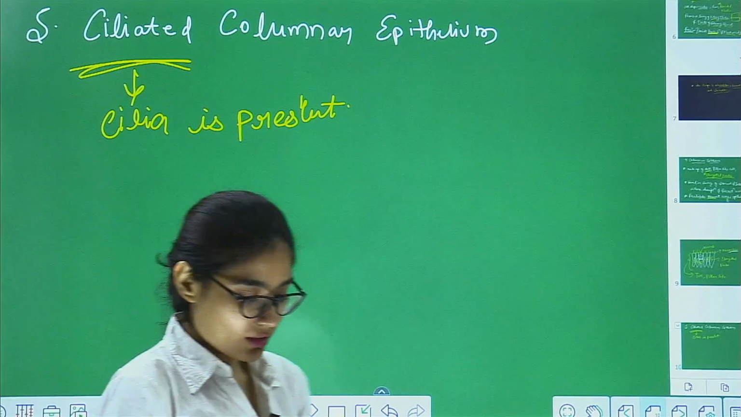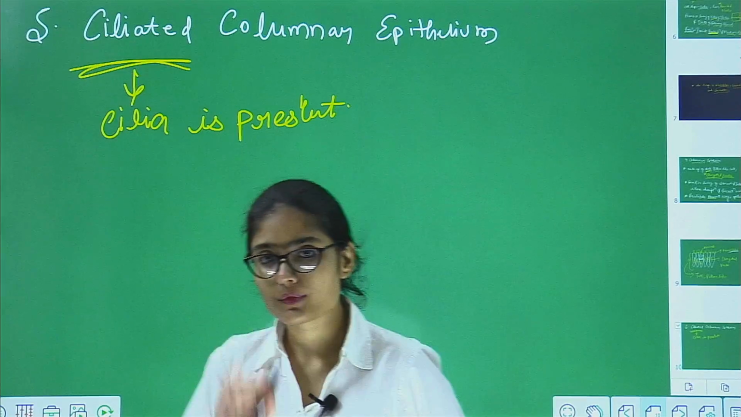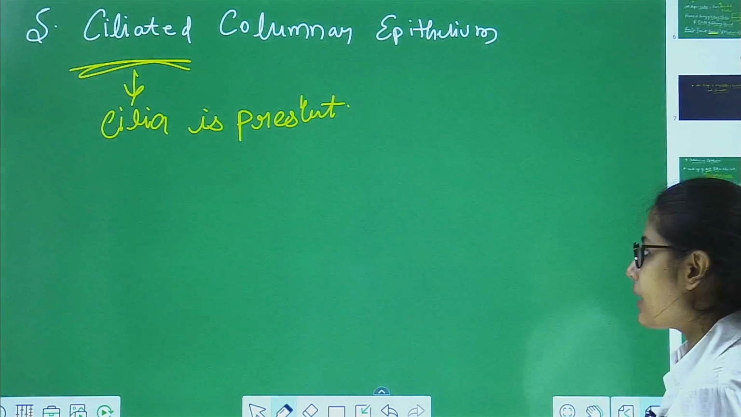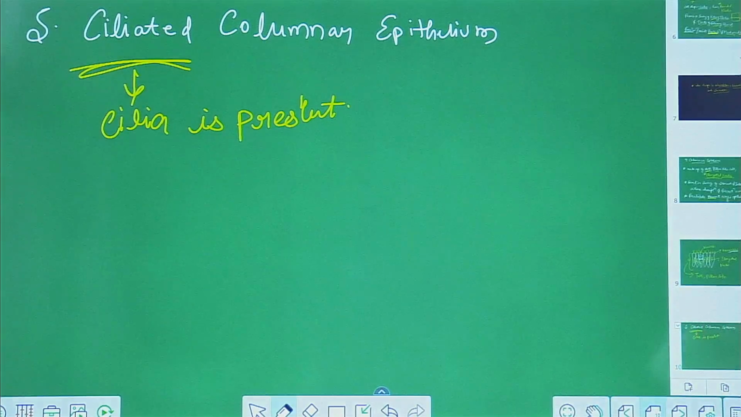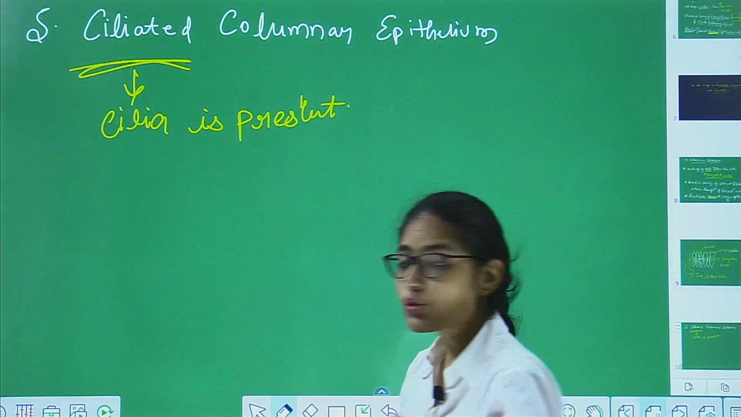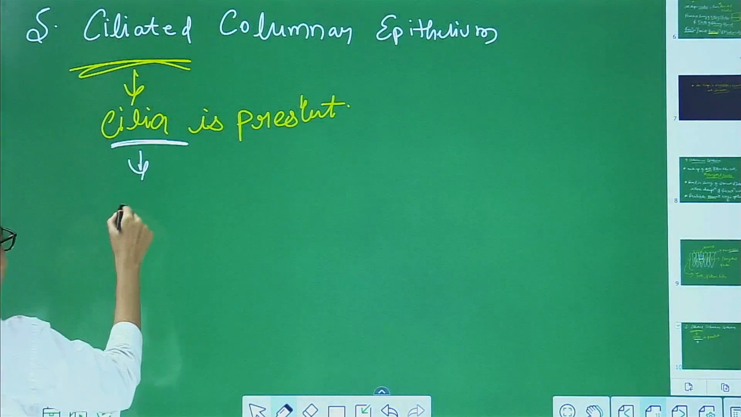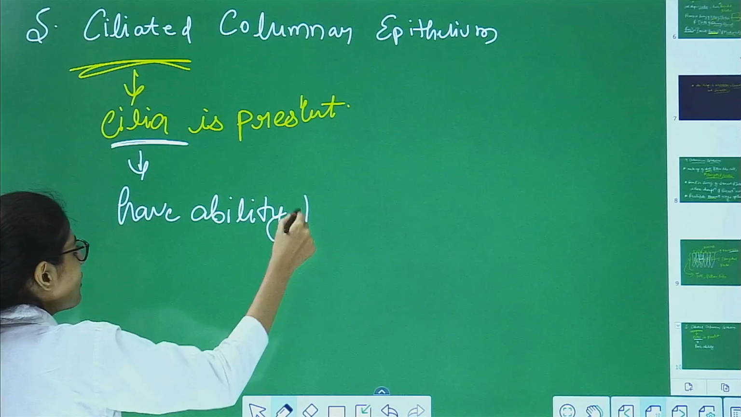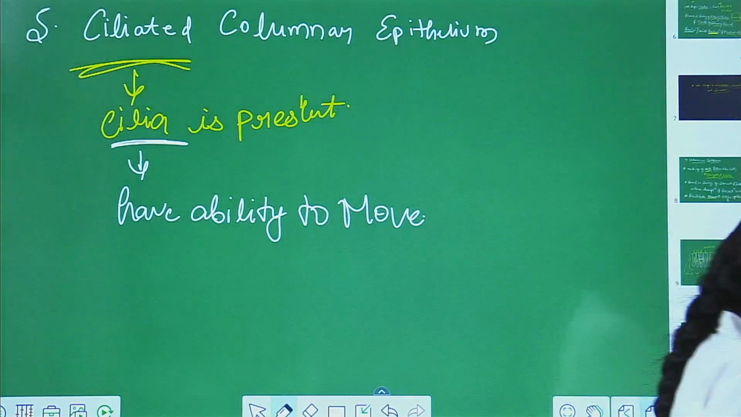Sorry everyone, there is a problem in the mic, so that's why I was just changing it. Yes. Okay. So the ciliated columnar epithelium. That means the cilia is present there. Okay, cilia is present, and cilia क्या होता है? Cilia के पास ability होती है to move. This is also very important. Keep this in mind. Cilia have the ability to move.